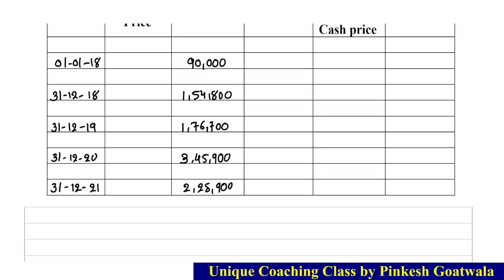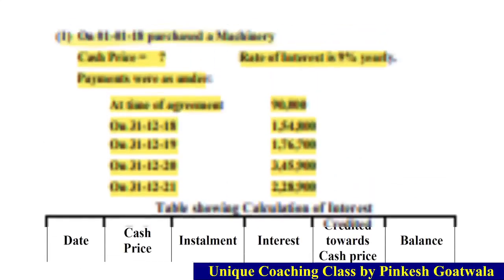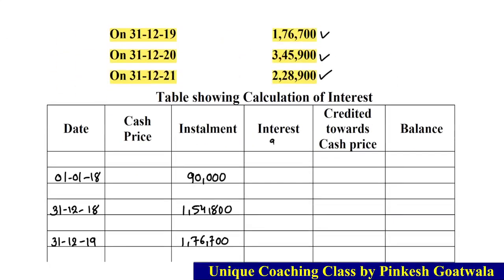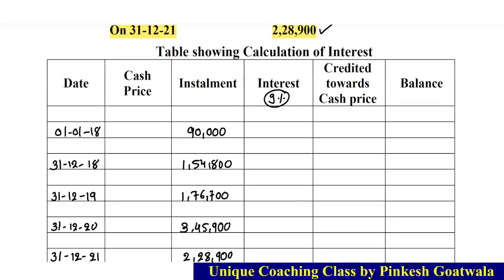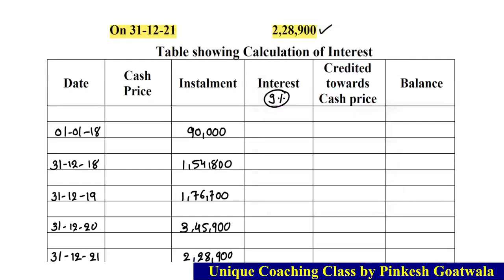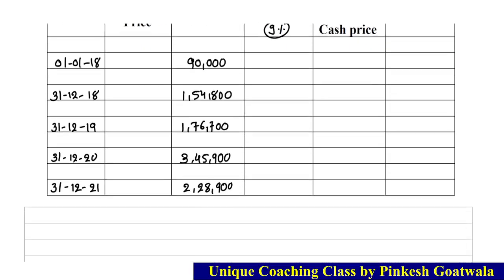Okay, so these installments are given, and the rate of interest given is 9%. Only this information is available. So now let's complete this table. We should start from the last installment.